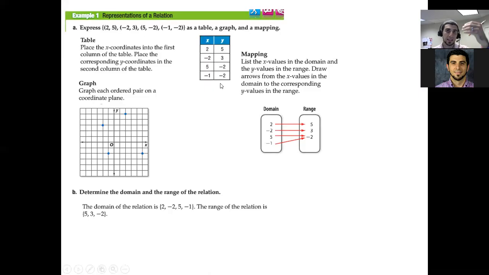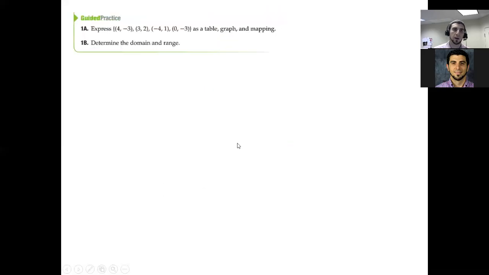But when you're listing the individual elements in the range or domain as a mapping diagram or in a set of elements of the domain and range, you don't have to keep repeating the numbers if they come up more than once. All right, so let's express these points as a table, graph, and mapping diagram and determine the domain and range. Go ahead and pause the video and hit play when you're ready.